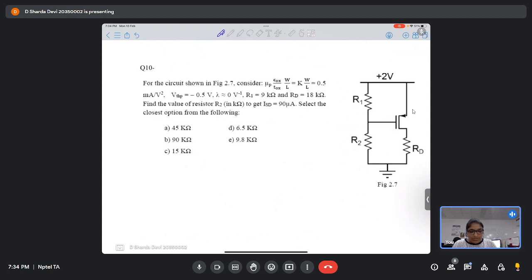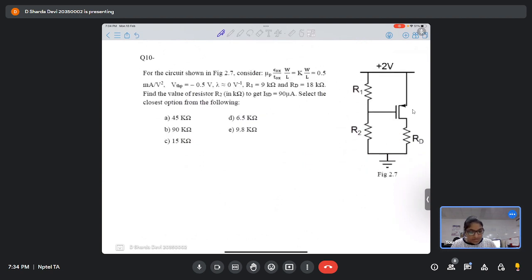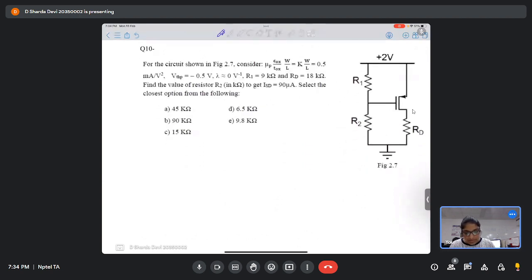Now coming to this question. So in this question, this is the circuit given. Here again your mu p. What type of transistor is this? What type of transistor is this? NMOS. Is it an NMOS?